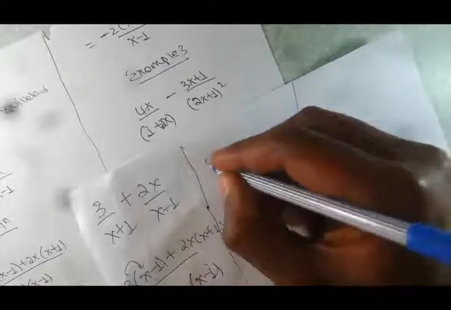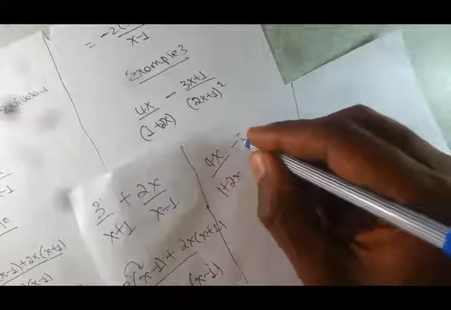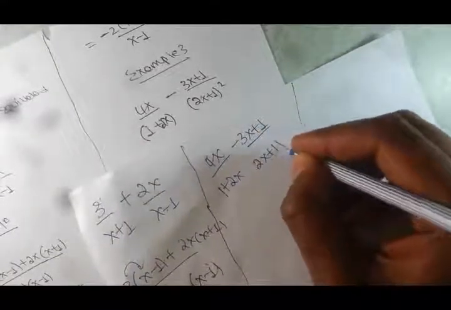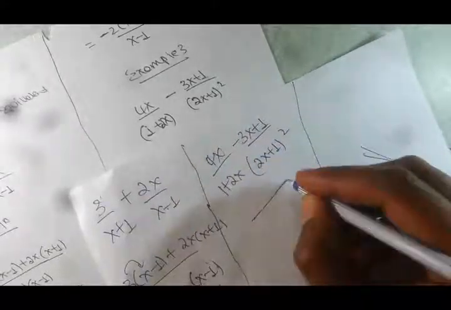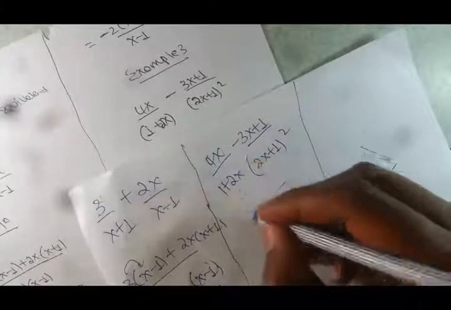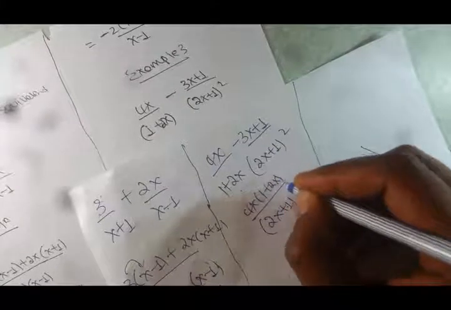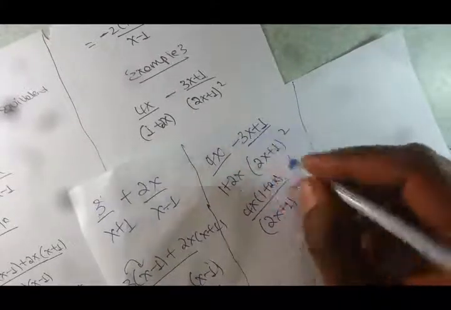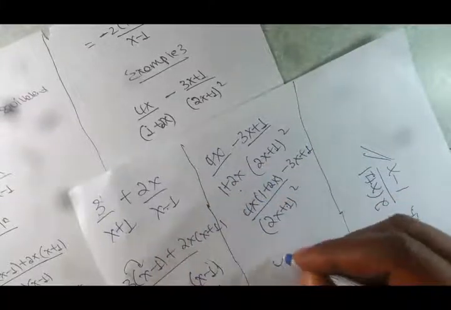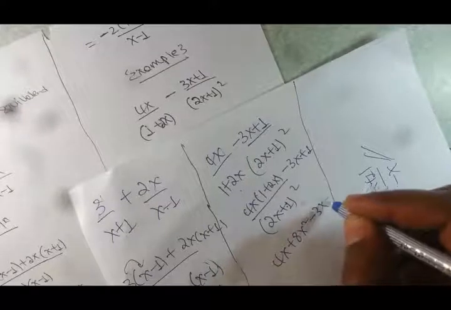And example 3 is 4x over 1 plus 2x minus 3x plus 1 over 2x plus 1 the whole square. So the common factor is 2x plus 1 the whole square. When this is divided by this, 4x times 1 plus 2x will be left. When this is divided by that, 1 times 3x plus 1. Therefore we have 4x plus 8x square minus 3x minus 1.